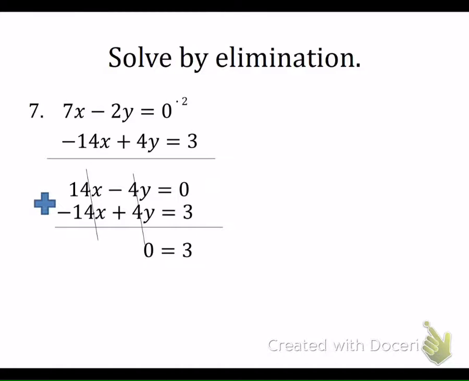Does 0 equal 3? No. It does not. So what's my answer? No solution. So we already saw one where it's all the ordered pairs on the line. That was example 2. We got 0 equals 0. When you get something that's not true, it's no solution. Okay, so those are the 2 special cases. You have one example of each. Do you have any questions on how they're different?